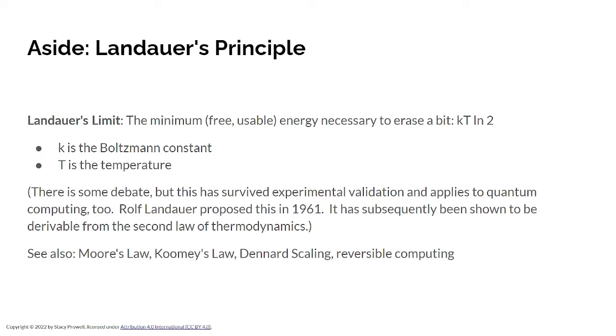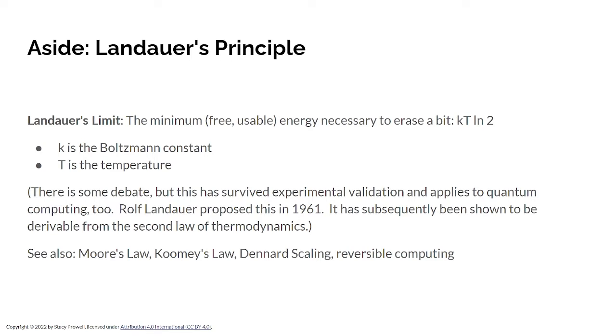So there's a thing called Landauer's principle, and it says that the minimum free usable energy necessary to erase a bit is given by that expression, k times T times the log of 2. Now, k is the Boltzmann constant, and T is the temperature, and that's an interesting little relationship, and there's some debate about it, but it's survived experimental validation.